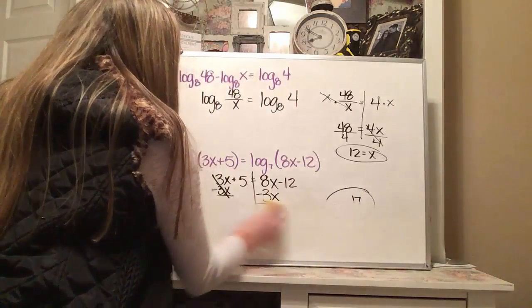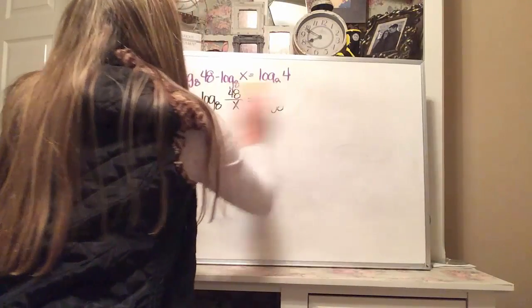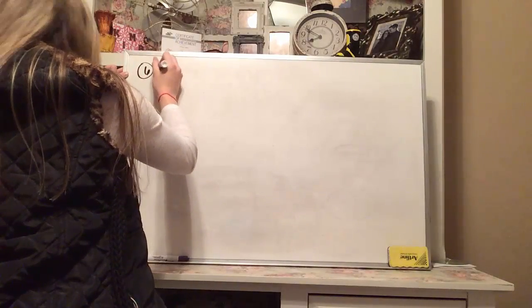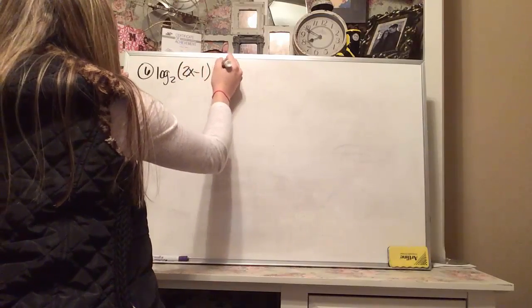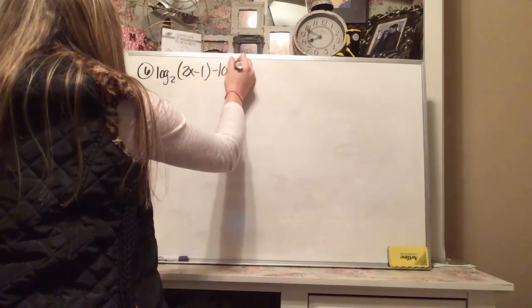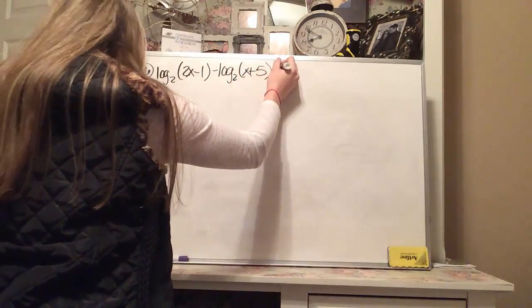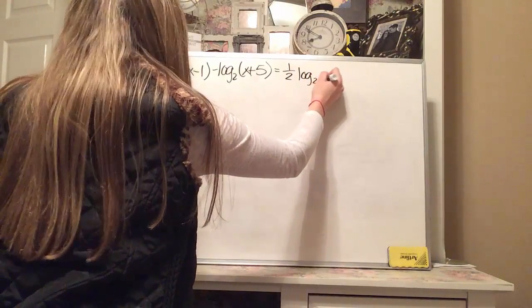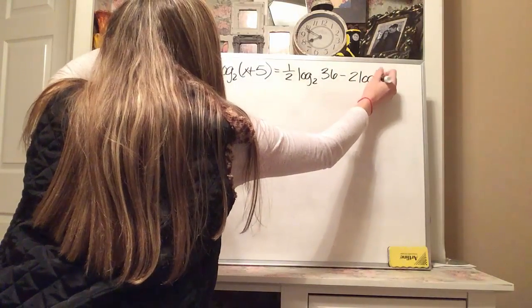So I'll just go ahead and do number 6. Let me go ahead and write it out, and then we'll kind of work it together. So on 6, we have log base 2 of 2x minus 1 minus log base 2 of x plus 5 equals half of log base 2 of 36 minus 2 log base 2 of 2.